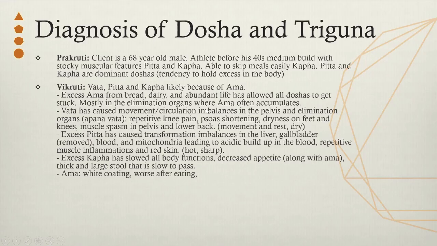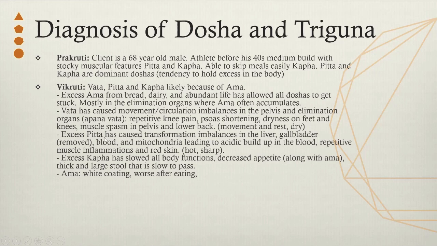Vata has caused movement and circulation imbalances in the pelvis and the elimination organs, particularly Apana Vata, the downward-moving energy of Vata. Repetitive knee pain, psoas shortening, dryness on feet and knees, muscle spasm in the pelvis and the lower back. So here we see movement and restlessness as key qualities, and dryness as a key quality, with that Vata.